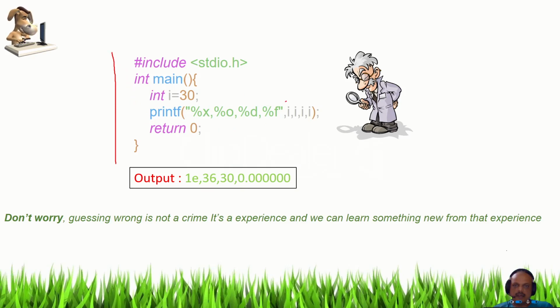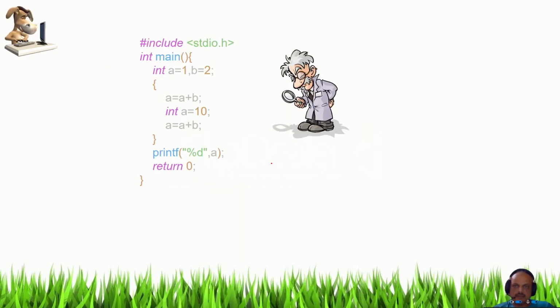Takeaway: integer numbers stored in a variable can be converted from decimal to octal, hexadecimal, etc. But an integer value cannot be converted to a floating point value using just format specifiers. We have to do an explicit conversion in order to do this. That's the takeaway from this code. Okay, let's look into another piece of code.